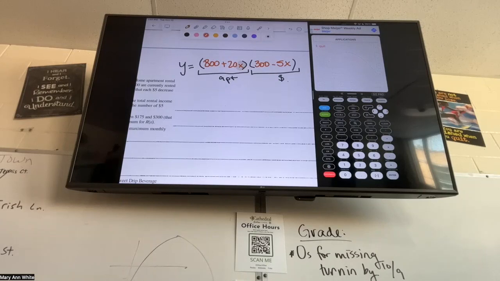I know that's a little funny, but notice that I kept my apartments together. I kept my money together. That's the equation I'm going to use. And now I'm going to graph it.